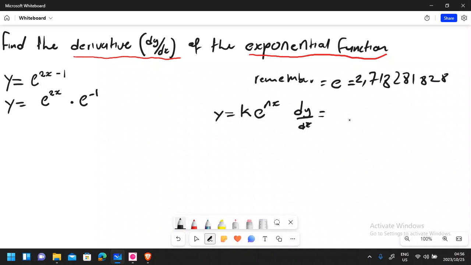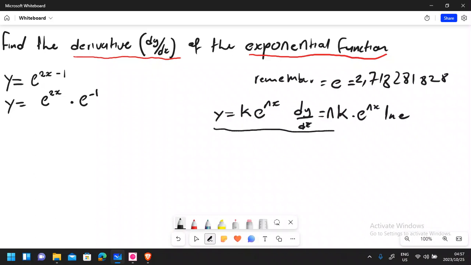dy/dx, you can say, is k, right, multiplied by n. Oh, I forgot n here, right? And then we can also say e to the power of nx, and natural log e. So this is our dy/dx.